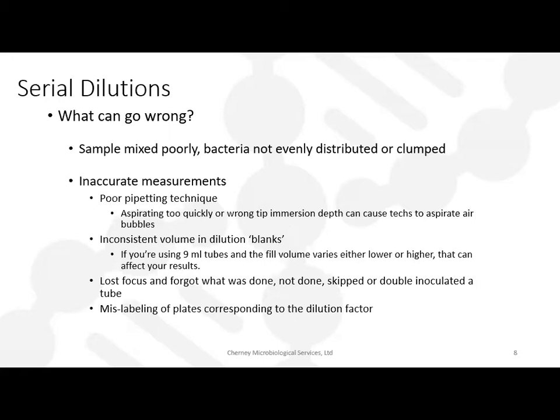Something else that can also play into this is if you lose focus and you forget what was done, what wasn't done, if you skipped or double inoculated a tube. Somebody came in and said, hey, I need your help with this, and you just got drawn away from where you were in the process. It's easy to just come back and say, I think I inoculated that, or I don't think I did, and double inoculate, and then all of a sudden your dilution series doesn't make sense anymore. You can also have mislabeling of plates corresponding to the dilution factor. So if you think you prepared a 1 to 100 dilution, but it was really your 1 to 1000 dilution, that can obviously throw things off as well.